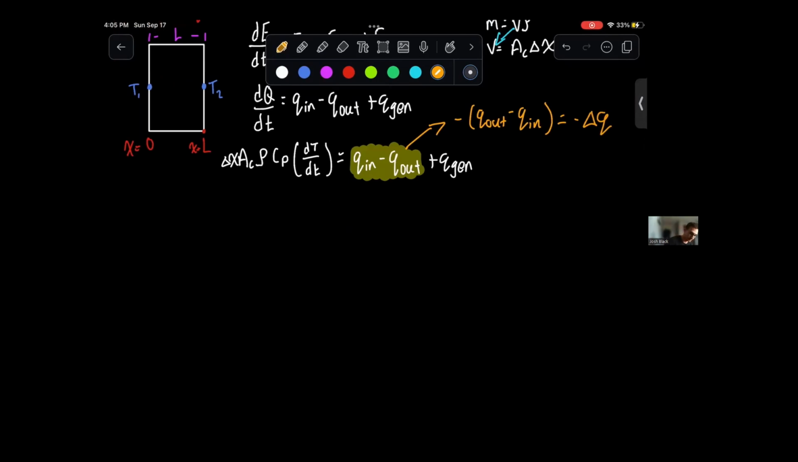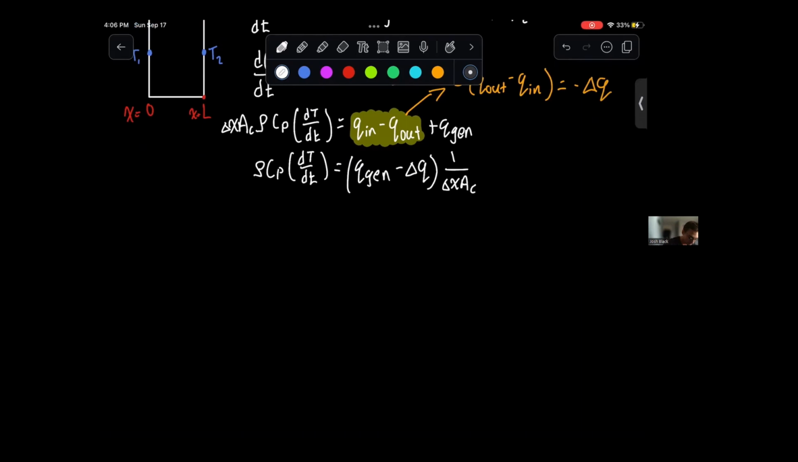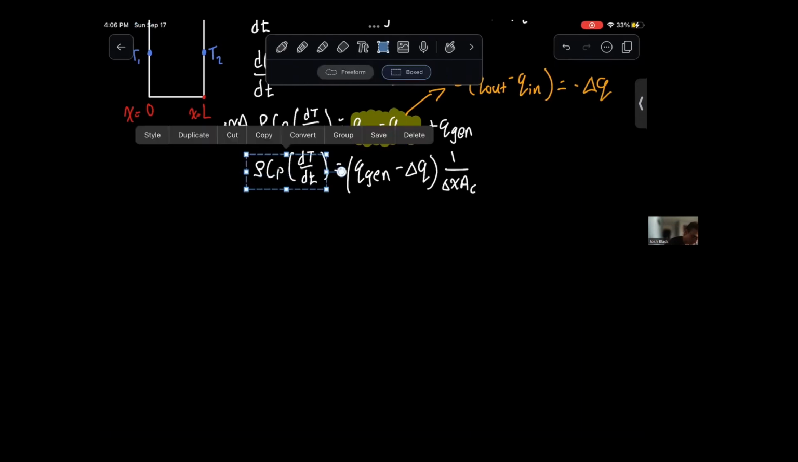Now, from here is where we do some tricky stuff. So I'm going to keep rho Cp d temperature over d time. That's now going to be equal to Q gen minus delta Q. Let's put that in brackets. From here, we have to divide by 1 over delta x times Ac. Now, we're going to distribute Ac delta x. Remember, that's just volume. We're going to distribute that into these brackets. But first, let's manipulate delta Q a little bit.